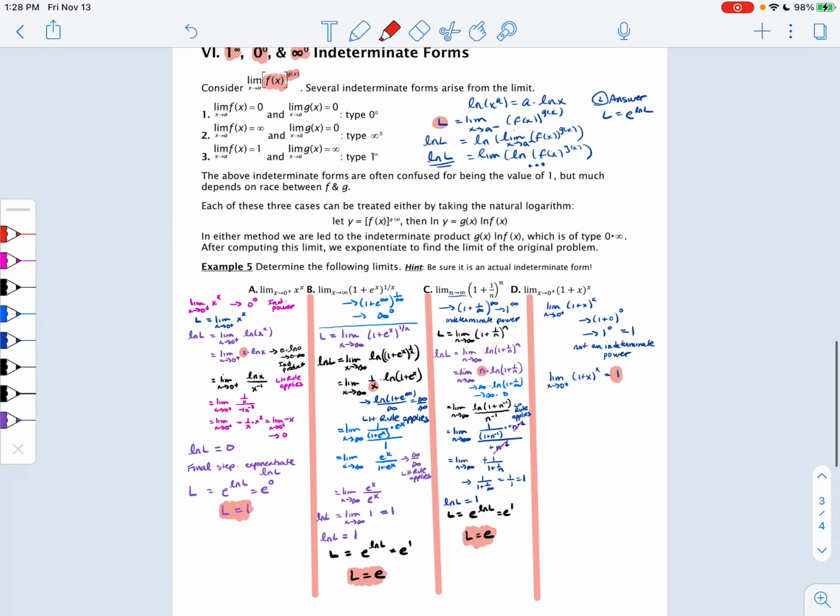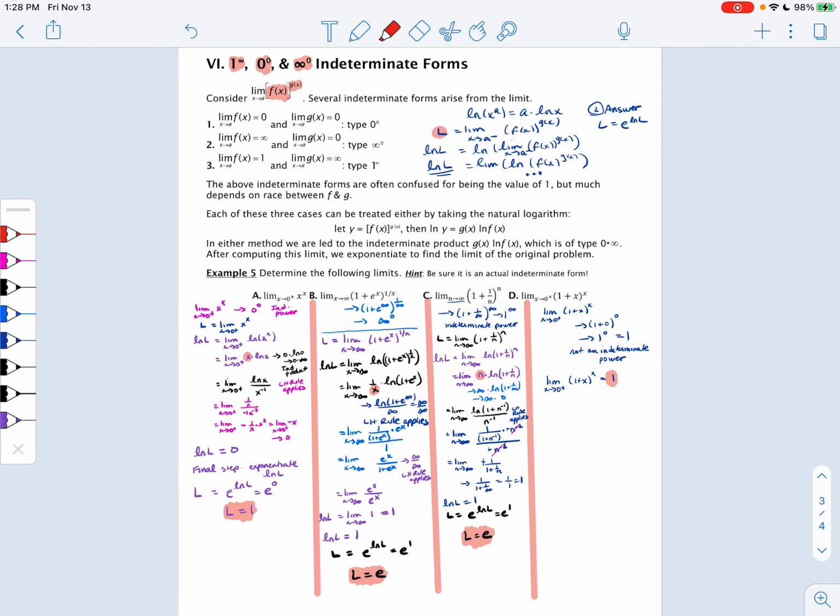All right, so hopefully you now know how to address indeterminate powers and apply L'Hopital's rule.